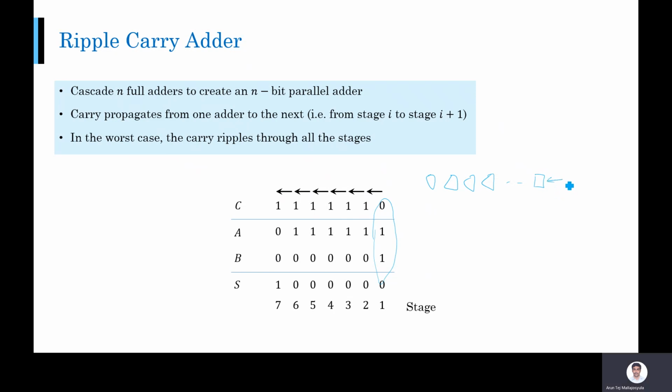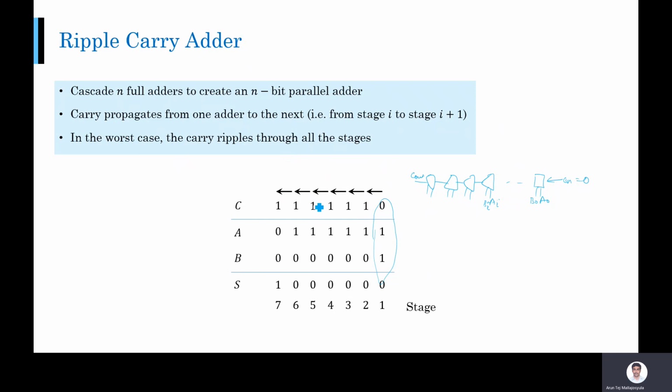First full adder, of course, will have a carry of 0, and for each full adder you give your 2 bits. So you have A0, B0, A1, B1, and so on. The carry output from these is given to the next stage, and so on. So this is some Ai, Bi. Finally, you will end up with your carry out. So carry propagates from one adder to the next, that means from stage i to stage i+1.